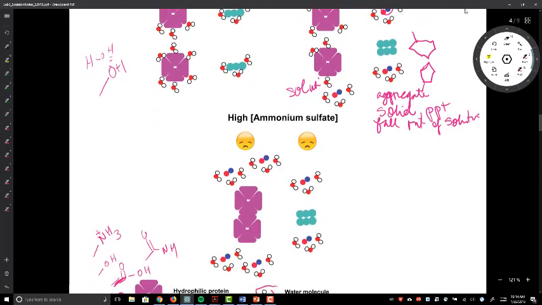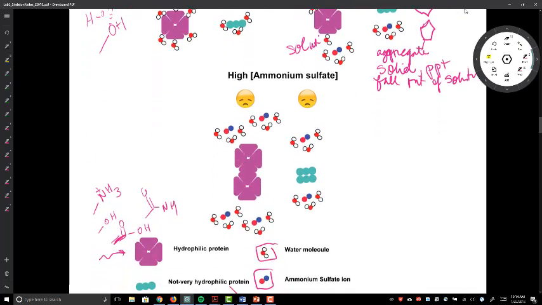So then let's say we add even more ammonium sulfate, so we have a higher concentration. It doesn't make a difference for Phoebe over here because he has already crashed out of solution. But for Phil, eventually we're going to hit a point. It's going to take a lot more ammonium sulfate to take away all the water ions from the surface of the protein. But eventually we're going to hit a point where all those water molecules are going to be exhausted.